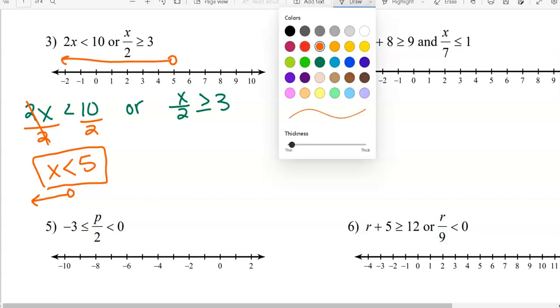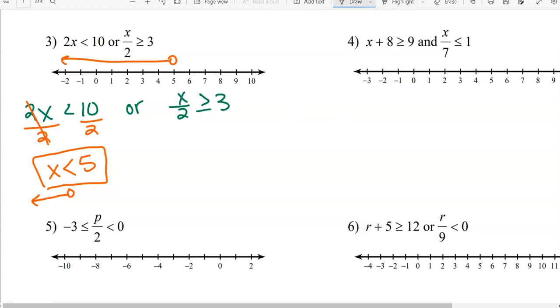All right, my other guy. X over 2 is greater than or equal to 3. What do you think? It could be greater than or equal. How do you want to move that 2? We're already dividing, so this time we're going to multiply. Good. Did I multiply by a positive or negative number? Positive. So am I going to flip my sign? No. So x is greater than or equal. That gives me 6.